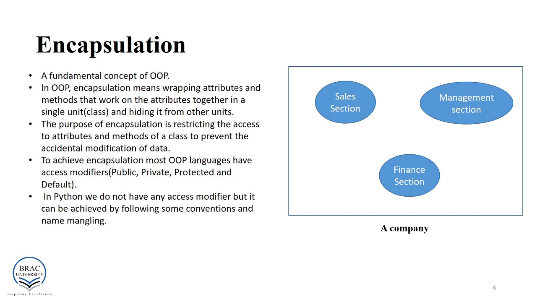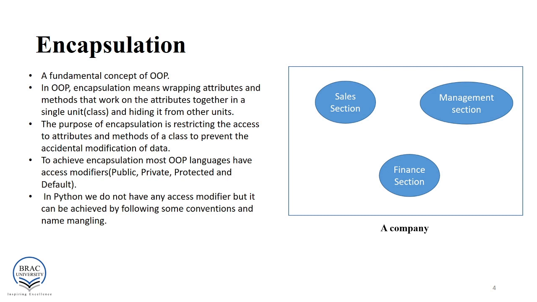Rather, what he can do, he can ask the sales section or a particular member from the sales section to give him that particular data. This is called encapsulation. All the data of the sales section and the members who are working on those data in the sales section are wrapped around in a single unit named the sales section. Also, all the data of the finance section and all the employees who are working on those data are wrapped around in one single unit named the finance section.